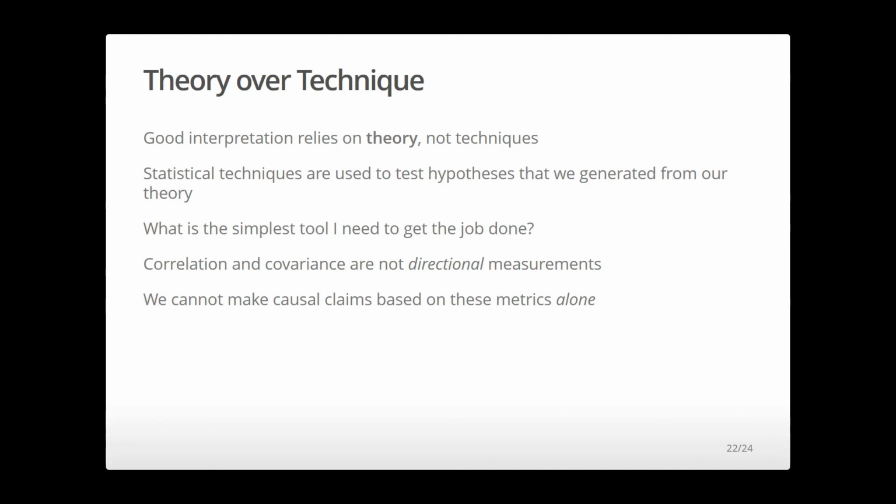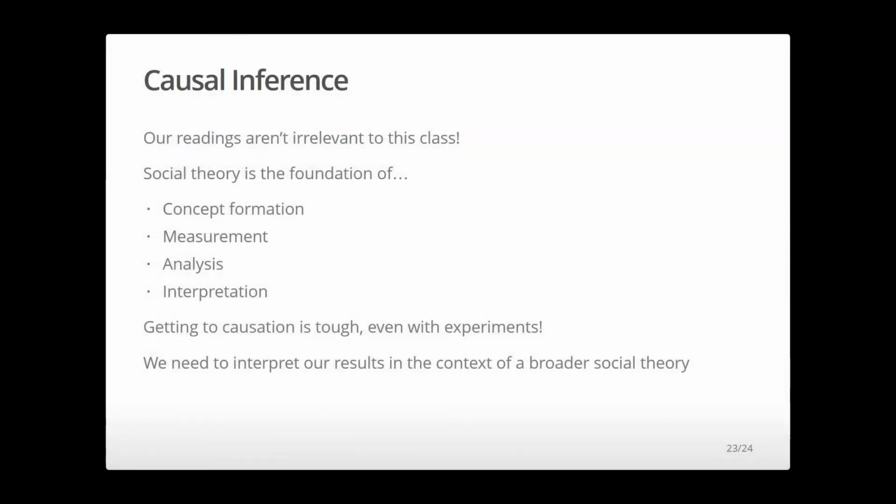In the technical sense, covariance and correlation only tell us about the relationship between the two variables. If we switched the first and second variables in the covariance formula, we'd get the exact same number. Covariance and correlation aren't causal metrics, and we need to be careful not to make causal claims based on them alone. That's where the political part of this political stats course comes in.